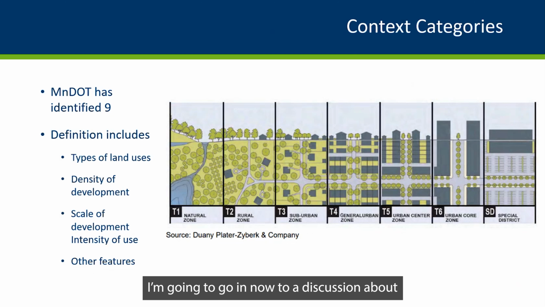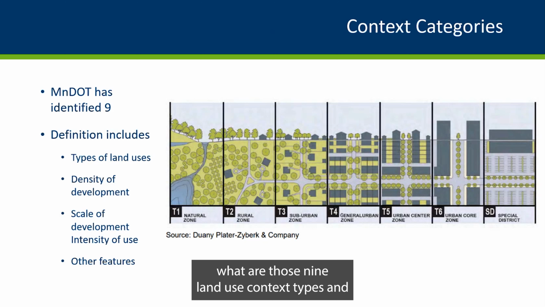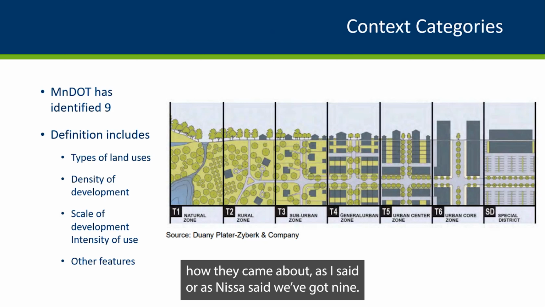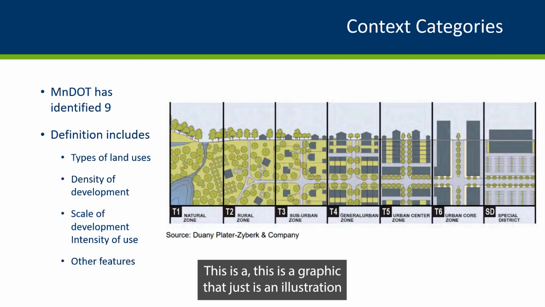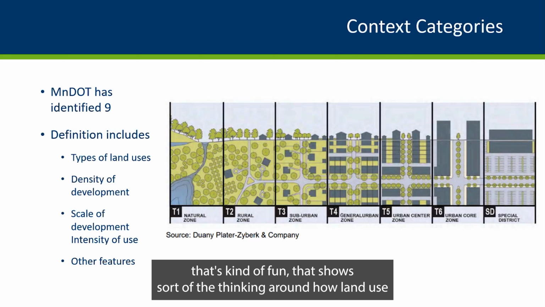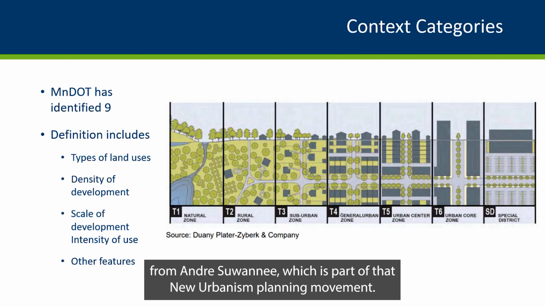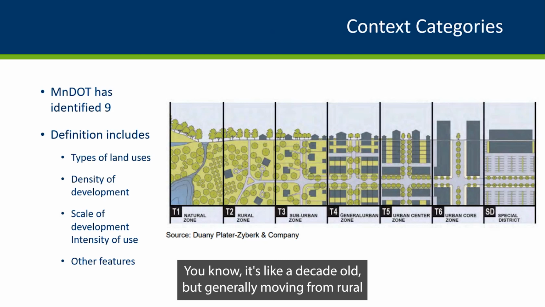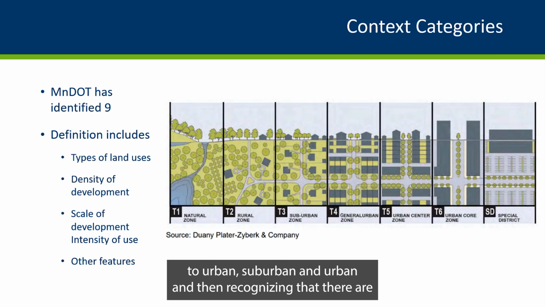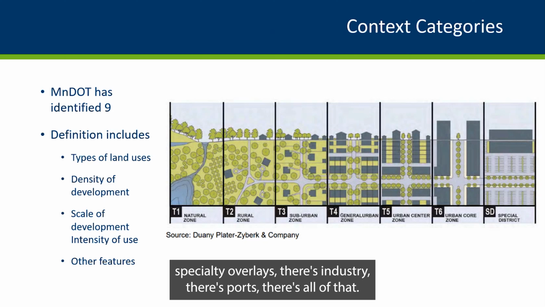I'm going to go in now to a discussion about what those 9 land use context types are, and how they came about. As Nissa said, we've got 9. This is a graphic that is just an illustration. It's kind of fun, and shows the thinking around how land use context types are thought about from an industry perspective. This is from Andres Duany, part of the new urbanism planning movement. It's like a decade old, but generally moves from rural into more urban, suburban and then urban, and then recognizes that there are specialty overlays. There's industry, there's ports, all of that kind of thing.